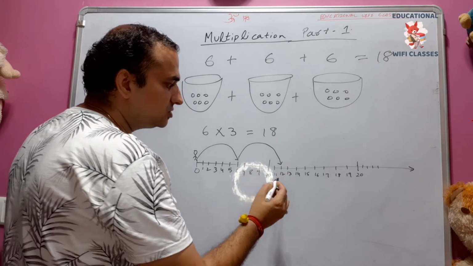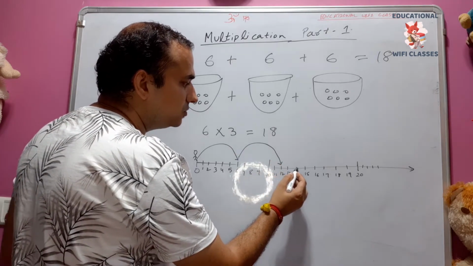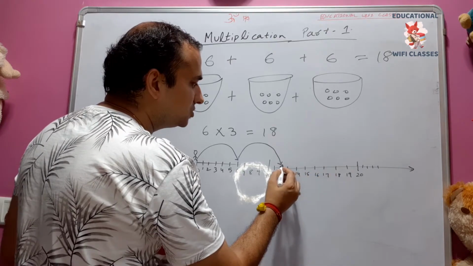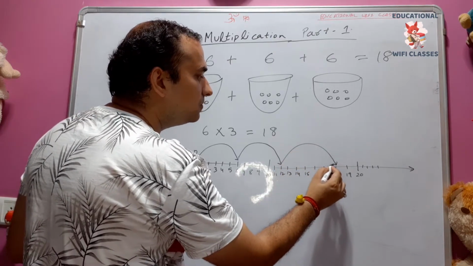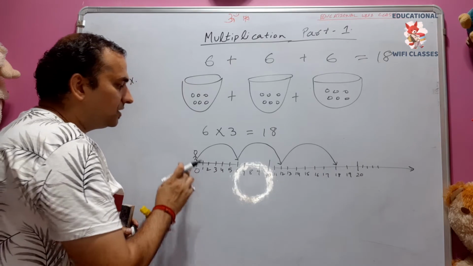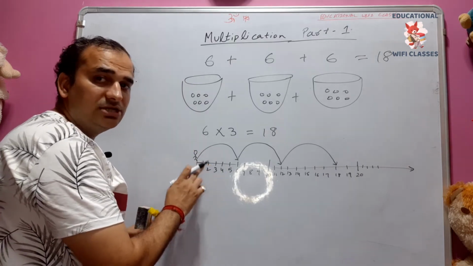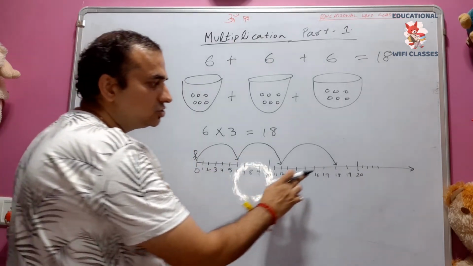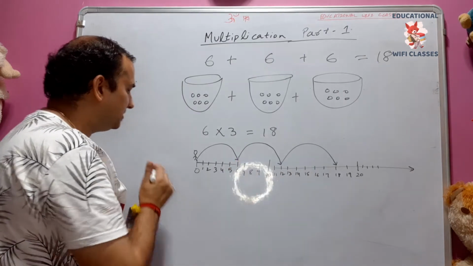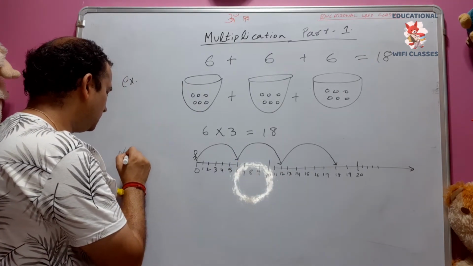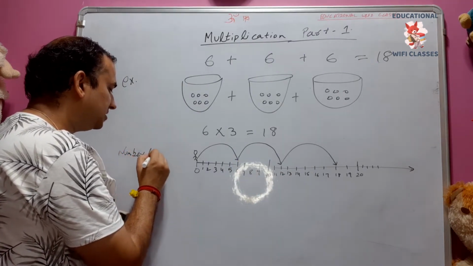Then again you jumped 6 more steps. So 1 2 3 4 5 6. So you reach 18. So you jumped by 6 steps each time and then you reach 18. So this is the number line method.